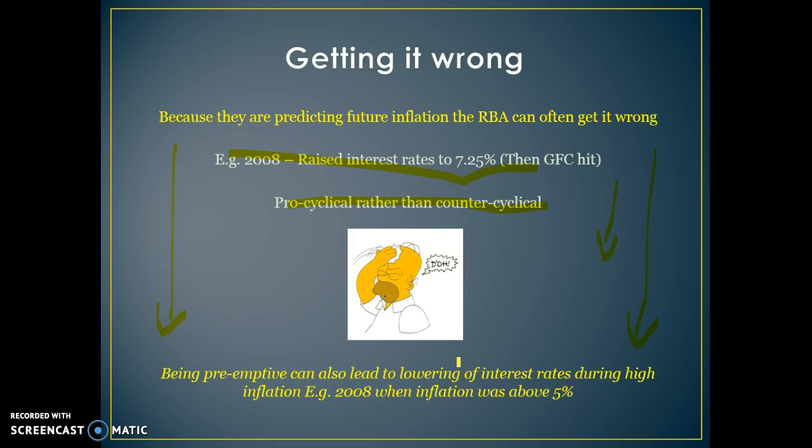The RBA also may decrease interest rates even if we are experiencing inflation. So an economy might be experiencing 5% inflation, and the RBA will still potentially decrease interest rates if they feel inflation is going to be really low or growth is going to be really low in the future. Because it's preemptive looking, they may still decrease interest rates even if we're above our target range. And they may still increase interest rates even if inflation is only at 1%, if they feel that there's going to be inflationary pressures in the future.